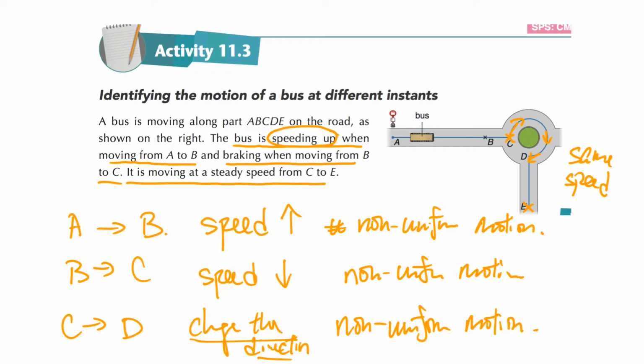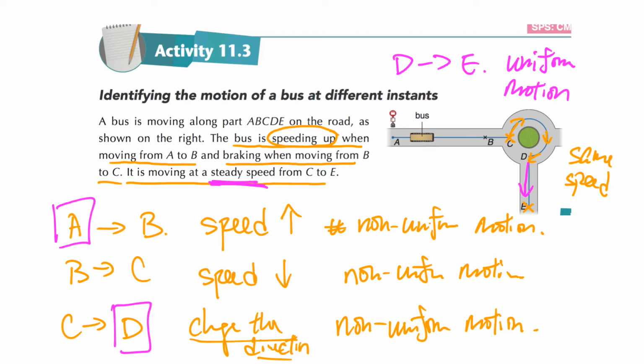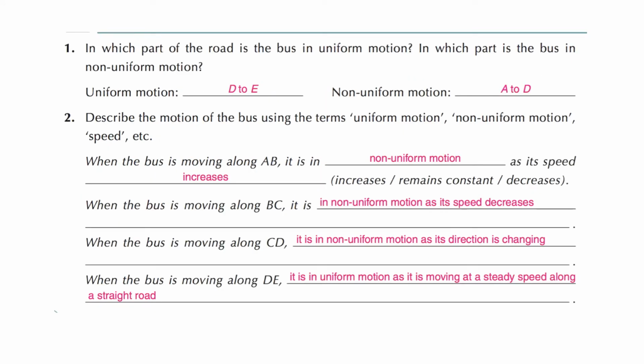The only uniform motion will be from point D to point E, because you find that all the time it goes in one direction, and at the same time it is moving at a steady speed. So D to E will be a uniform motion. Non-uniform motion will be from A to D, and then D to E will be uniform motion. So you can check the answers on your own.